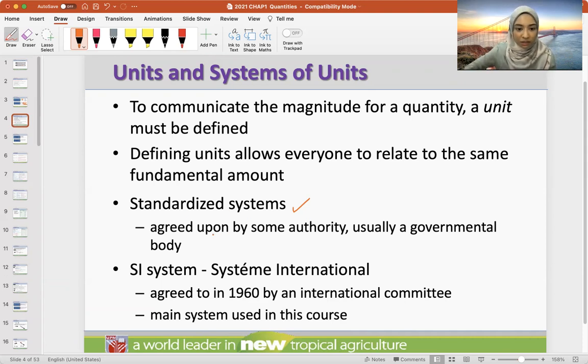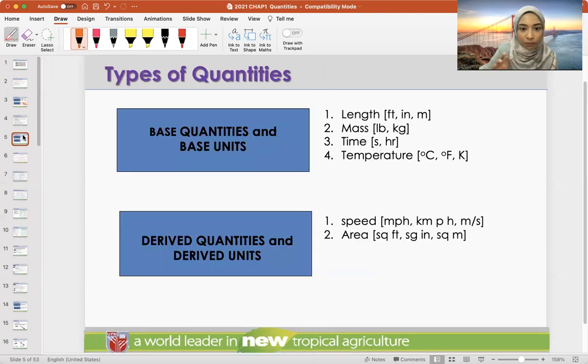So a standardized system is agreed upon by some authority, usually a governmental body. We don't really care about this. We just want to know what is an SI unit. And SI units are the units that will be used in our course, okay? So don't go and use inches when I'm asking you about length. It's not an SI unit. Please use SI units. Okay, moving on.